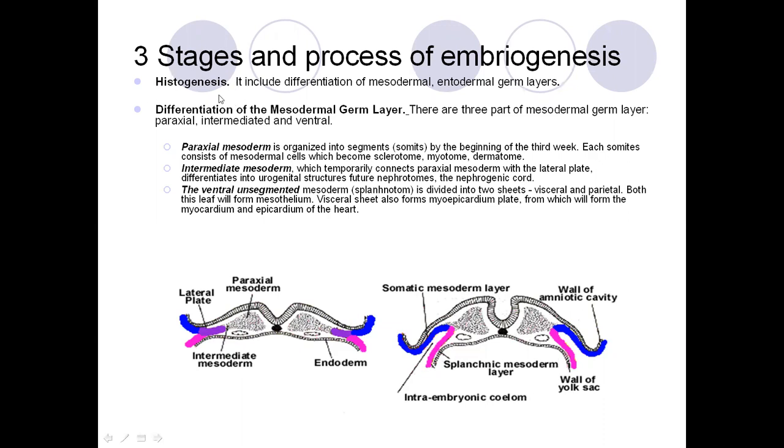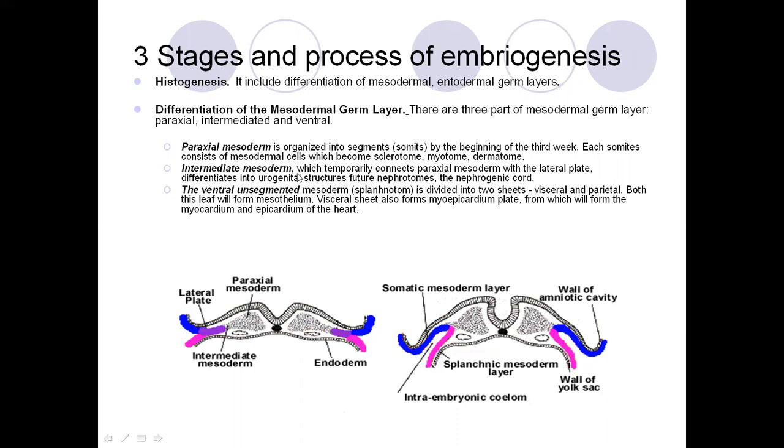Histogenesis. This is the process of differentiation of mesodermal, entodermal, and ectodermal germ layers. Differentiation of mesodermal germ layers. There are three parts of the mesodermal germ layer: paraxial part, intermediate part, and ventral part. Paraxial mesoderm is on this side, and this side.